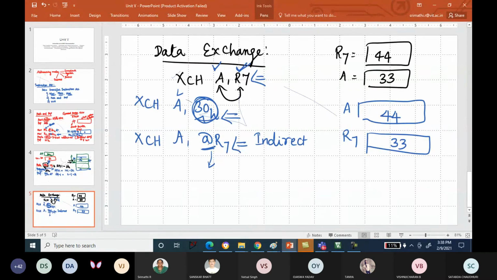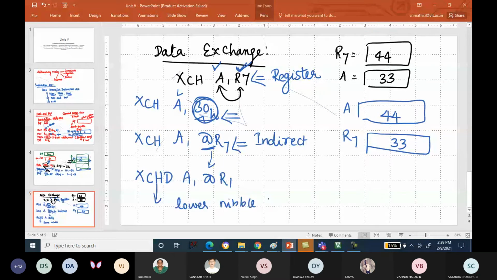So now one more instruction we have is XCHD. XCHD A comma @R1. What does this represent? Exchange only the lower nibble in A and the lower nibble of the data at the address in R1. Whatever data is available at that address, exchange only the lower nibble. Are you getting me? What am I telling?